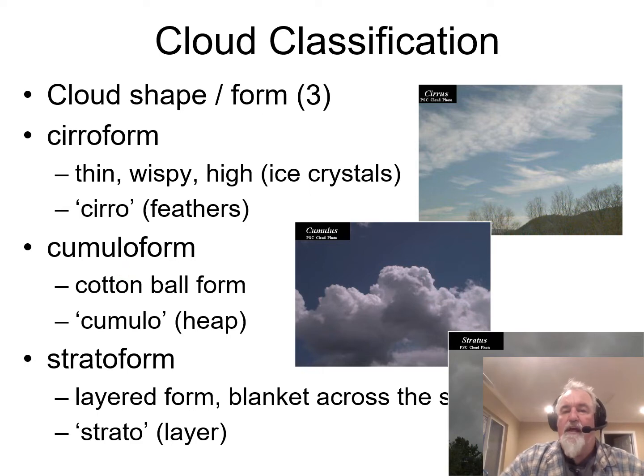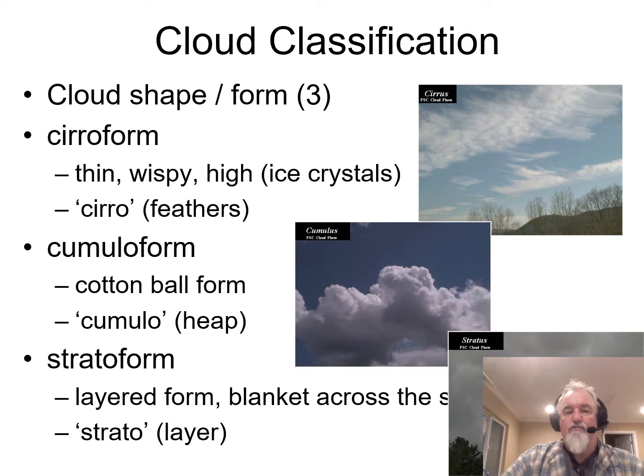Cumuloform, cumulo means heaped or kind of cotton ball-like. So a cotton ball-like cloud, especially with a flat base and puffy white sides, those are cumuloform clouds. Now, if you look at a cumuloform cloud, the gray in the bottom, the white on the sides, that's because sunlight is hitting the clouds, reflecting light on the tops and on the sides. The gray is basically the shadow of that reflected sunlight.